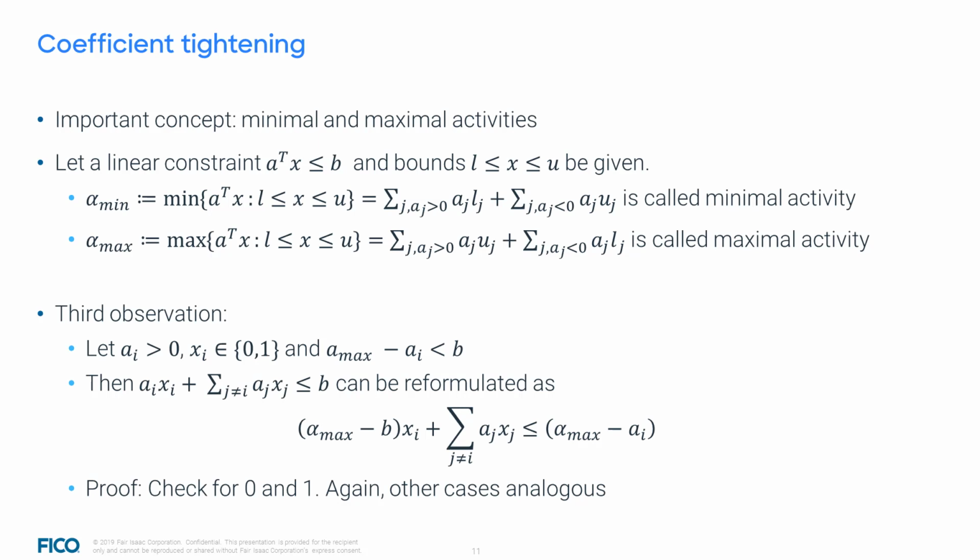It remains to check the inequality holds for xi equals 1. In this case, the first term of the left-hand side is just the alpha max minus b. Hence we can cancel the maximum activity and move b to the right-hand side, and ai to the left. This would give the original inequality, hence proving that this formulation holds also when xi equals 1.